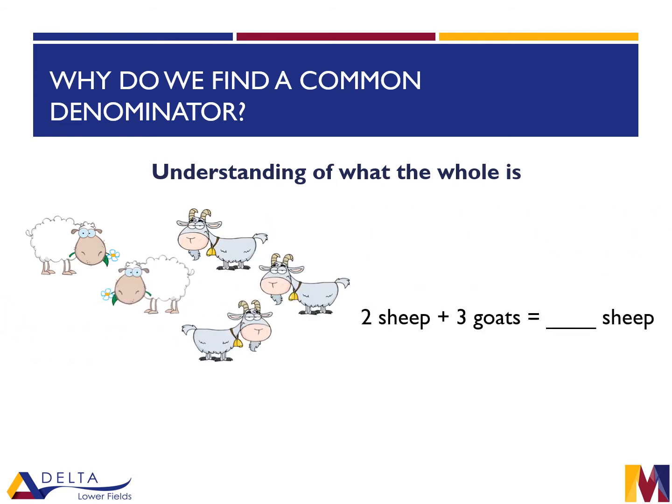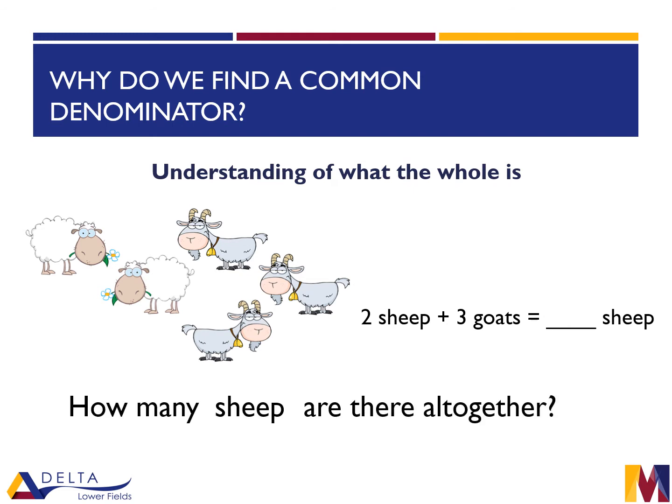2 sheep and 3 goats is how many sheep? Well, of course, that doesn't make sense. There are still 2 sheep. Doesn't matter if I add 3 goats on. The number of sheep is still the same. How many sheep are there altogether?